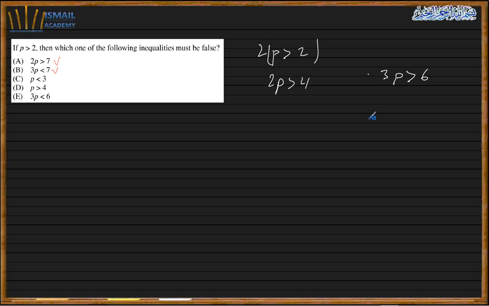If p is greater than 2, can it be less than 3? Yes, it's possible. If it's bigger than 2, can it be greater than 4? Yes, if I pick p equal 5 or 10, so yes. But the last one, obviously it's false. Why? Because if I have p is greater than 2 and multiply the whole thing by 3, 3p is greater than 6 but not less than 6. So this is the only statement that must be false.